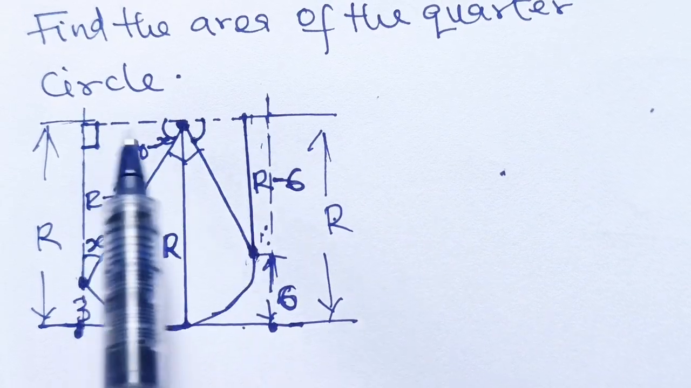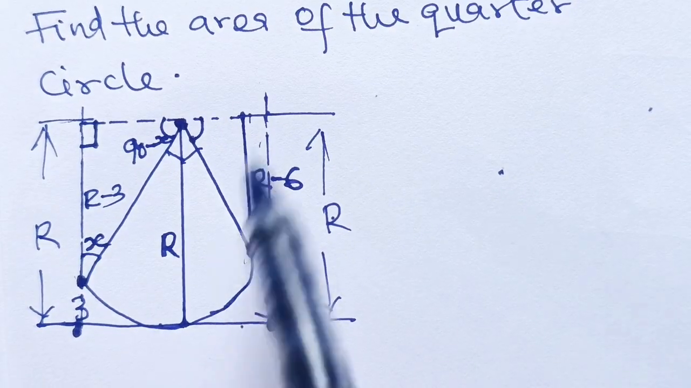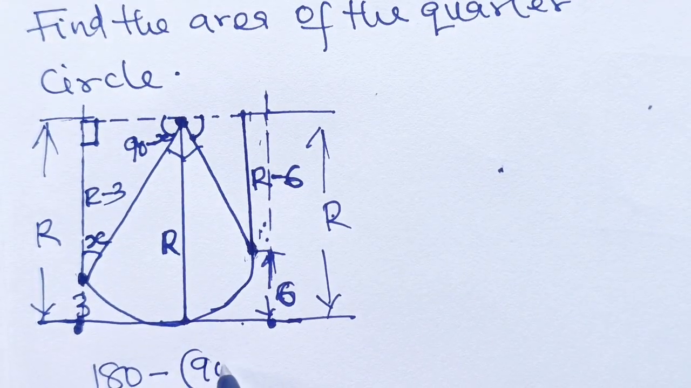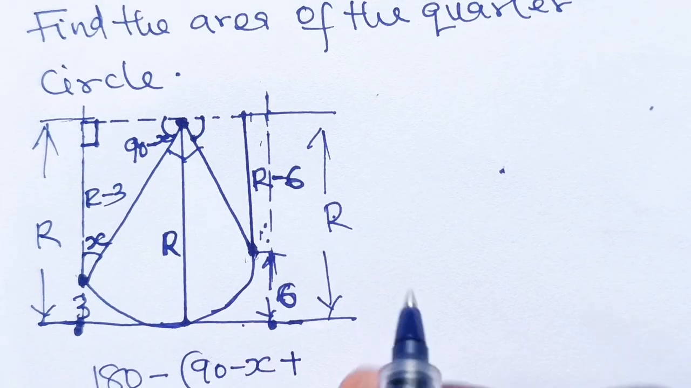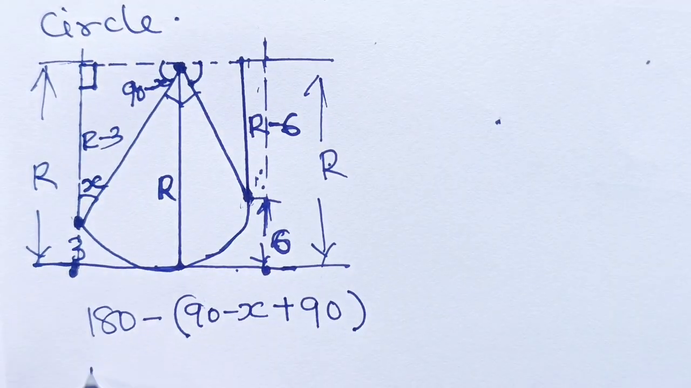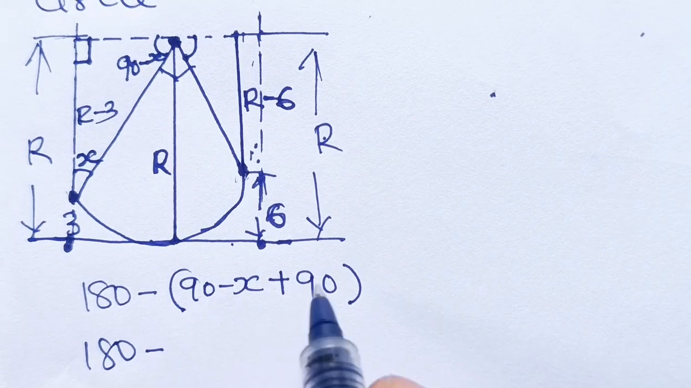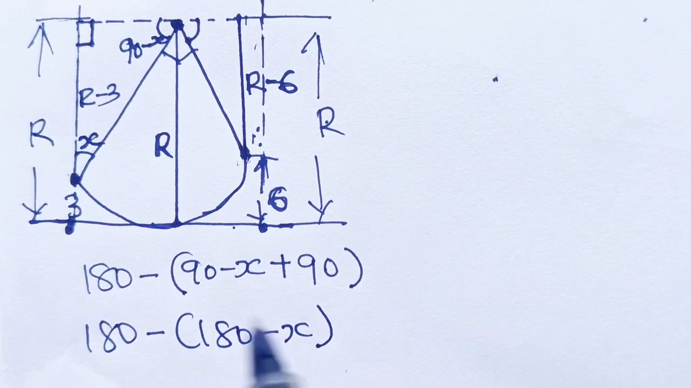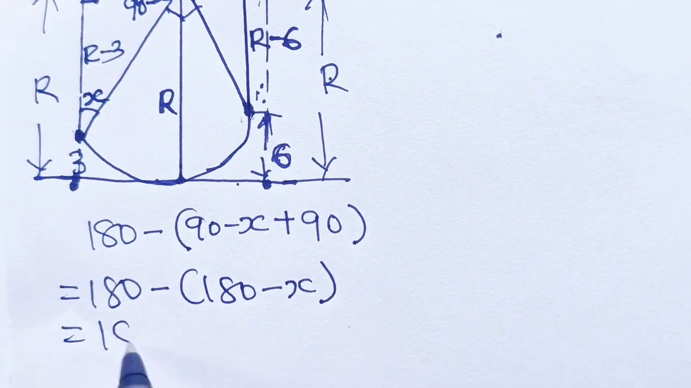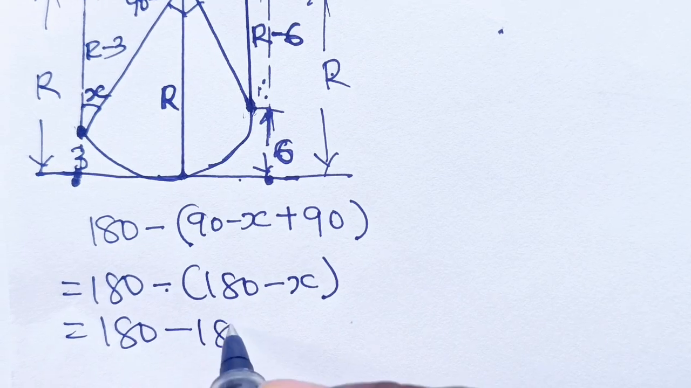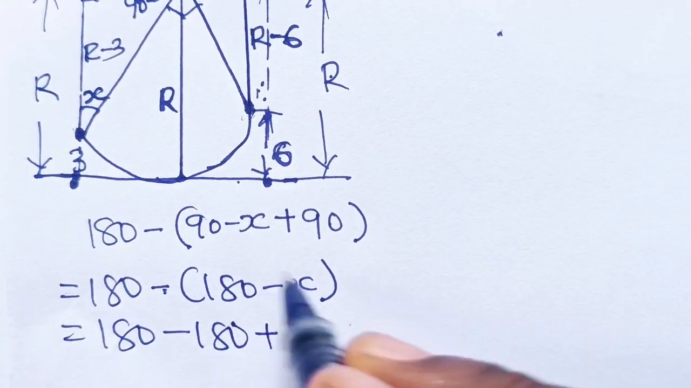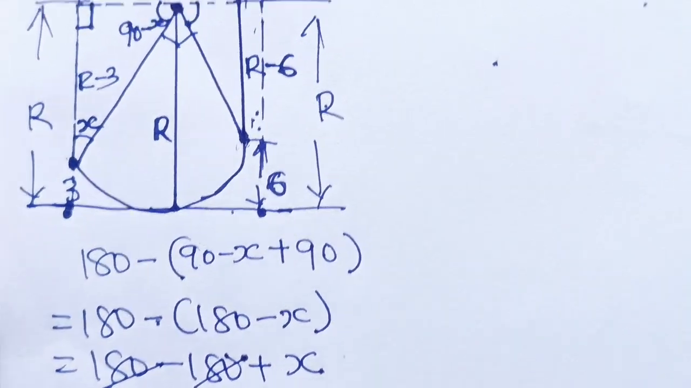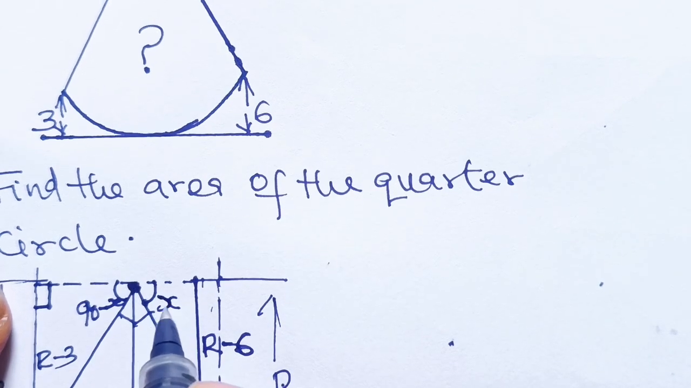Remember that the sum of angles on a straight line is 180 degrees. So this remaining portion should be 180 minus (90 minus x plus this 90), right? So let's solve. 90 plus 90 is 180, so what we have here should be 180 minus (180 minus x). Now let's open the brackets. Minus times 180 is minus 180, minus times minus is plus, and we have x. So 180 minus 180 is 0, and you notice that the remaining angle should be x. So it means that this place is x.